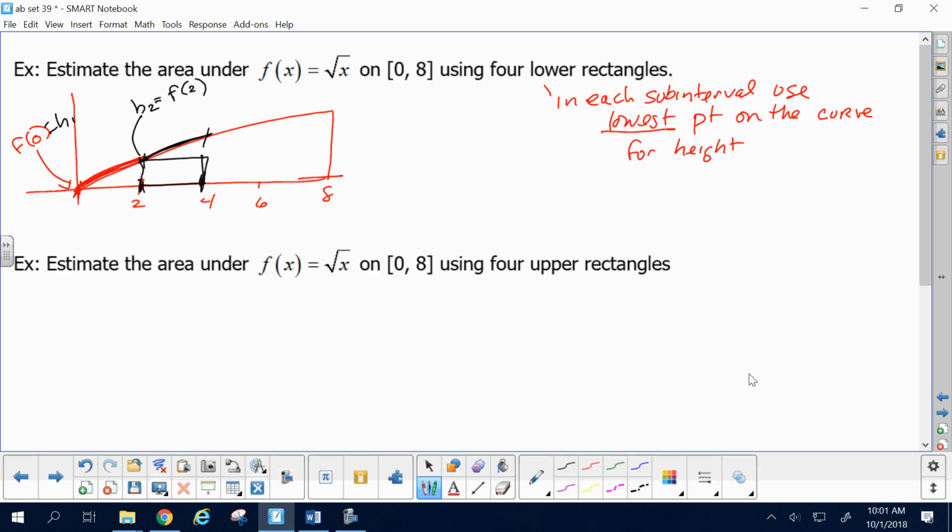In region 3, which is from 4 to 6, the lowest possible curve is at 4. And in region 4, your rectangle would be using 4 for the height over the entire region. And in the fourth rectangle, the lowest possible point of the curve is f at 6, so we use that for our rectangle. Well, what does that make it just like in this case? Left, right, midpoint? Okay. So because of that, this is just like left in this case.